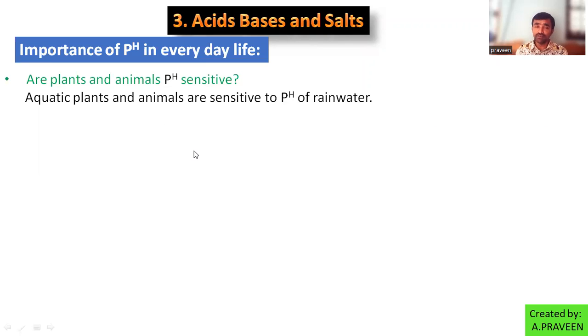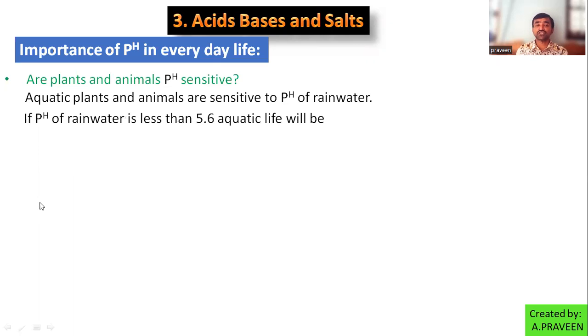If the pH value of rainwater is lower than 5.6, that will affect aquatic life. It will be in danger. So they will be affected by the pH of rainwater. If it is lower than 5.6, that will affect the aquatic life. Then we'll go for another effect.